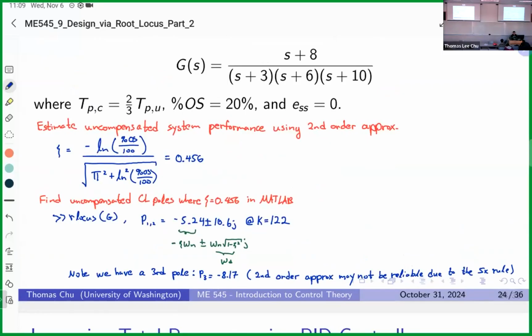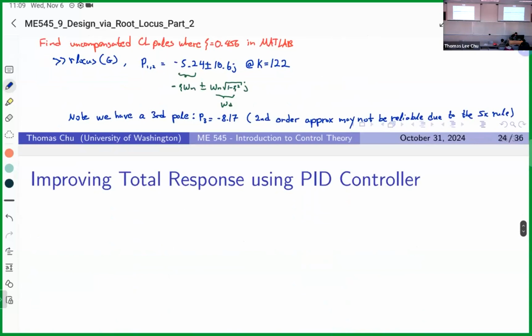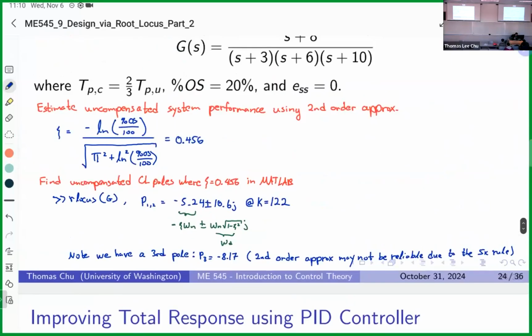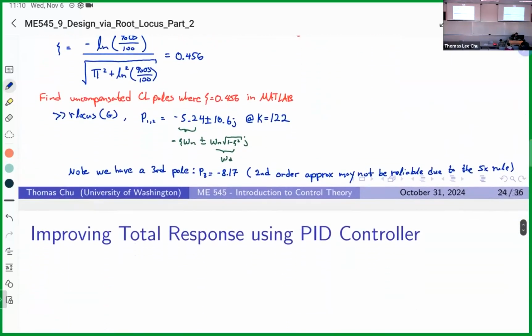On the exams, all I care about is if you can apply the angle and magnitude criteria and draw the root locus, find the asymptotes, angles of departure. It's the technique, not so much the performance. Anyway, second order approximation may not be reliable due to the 5 times rule, but we just continue on. From that, we find the peak time, because we're trying to reduce the peak time by 2/3.